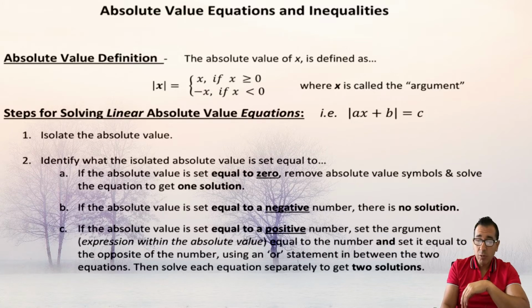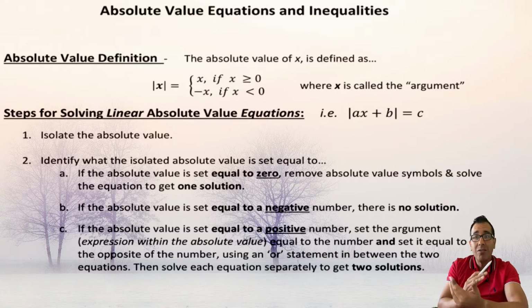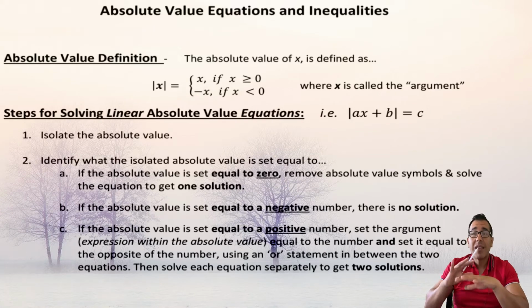Or does it equal a negative number? Even better news, because then you're done. Because then we know there's no solution. Because we just said absolute values cannot equal negative. They could be 0, they could be positive. They can't be negative. Or does the absolute value equal a positive number? If so, you're gonna have 2 solutions. So that's exactly what we're gonna look at today. So let's go ahead and dive in.